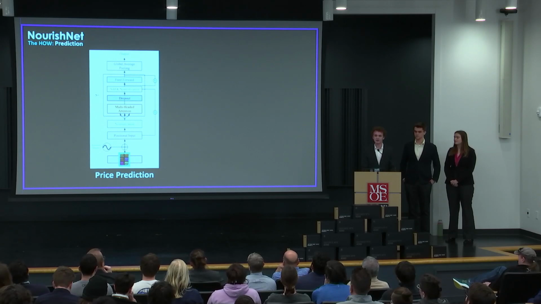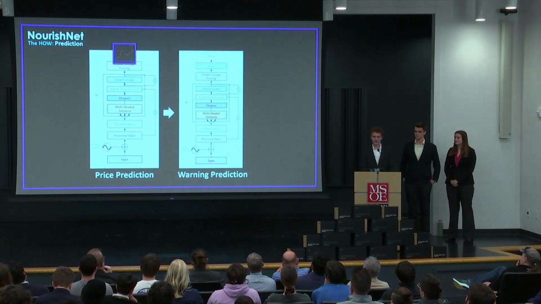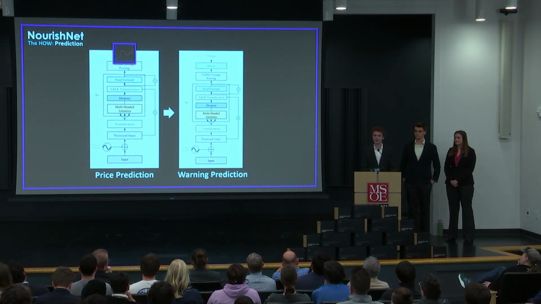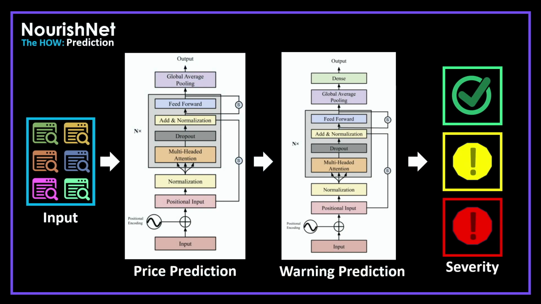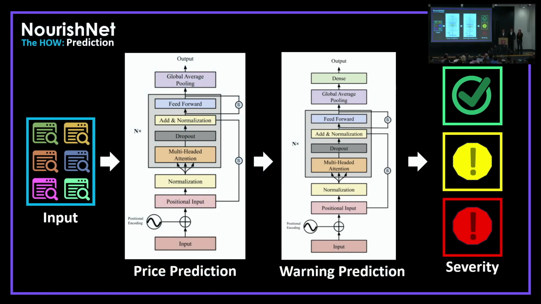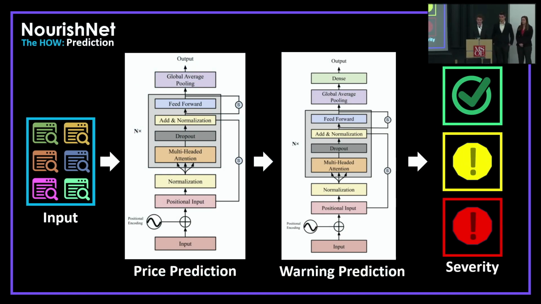Data is inputted into the model and then outputted as time series trend data. That ultimately gets inputted into the warning prediction model, which is similar to the price prediction model, but with an added dense layer for classification. The time series trend data gets inputted, and then the final warnings get outputted. Therefore, this results in an overall prediction pipeline that goes from raw data from online sources to actual warning predictions that can be used to generate future insights.